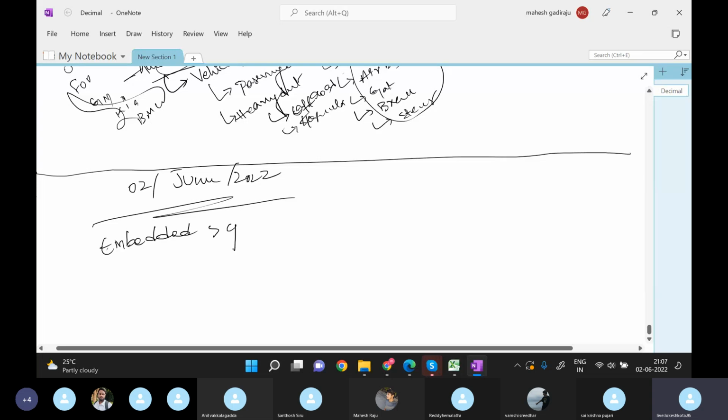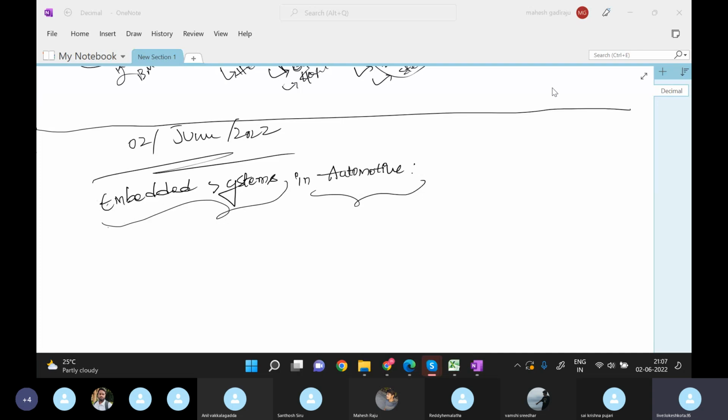Embedded systems in automotive. As in the last class, we have seen what automotive is, how we can define this term in real time, and the different types of vehicles and which categories they come under. So now what we are going to see today is the role of embedded systems in automotive. As we discussed the basics in the last class, can anyone tell me once again please, what use cases the embedded systems have in the automotive?